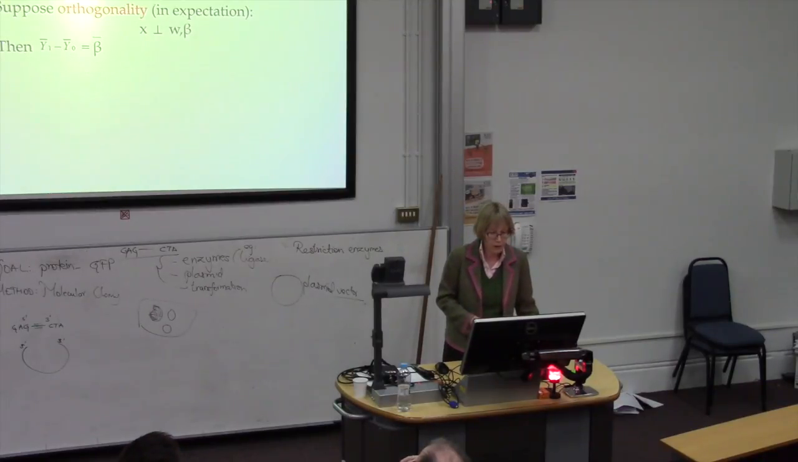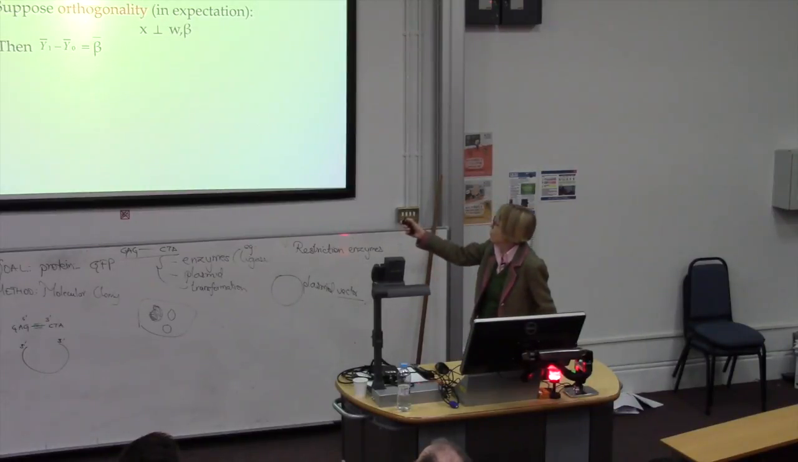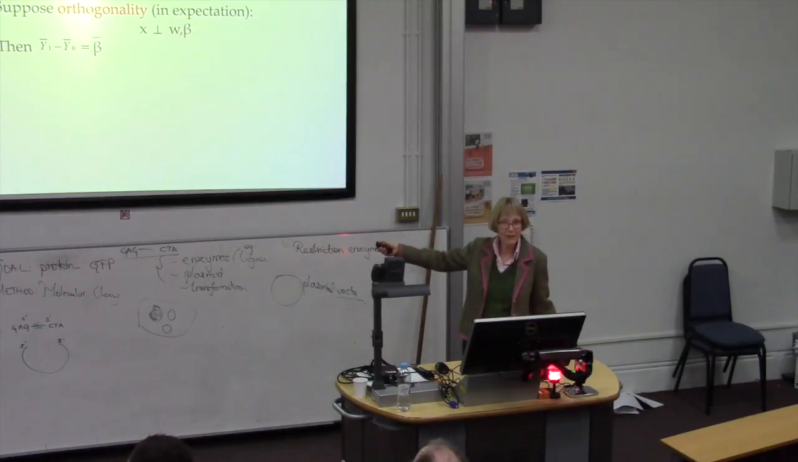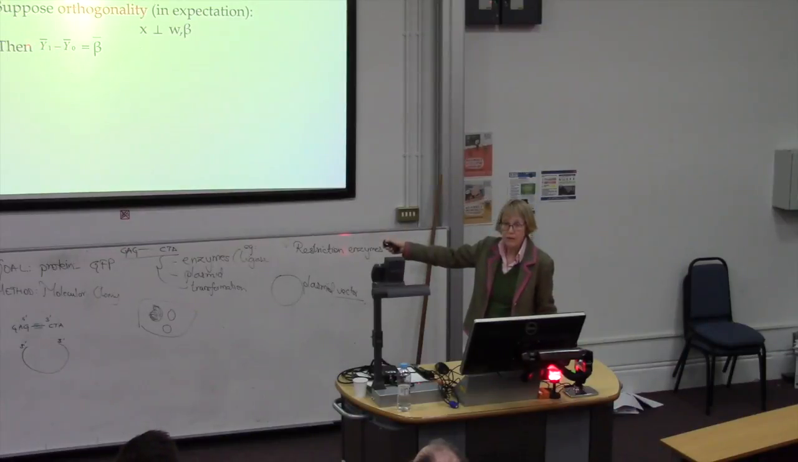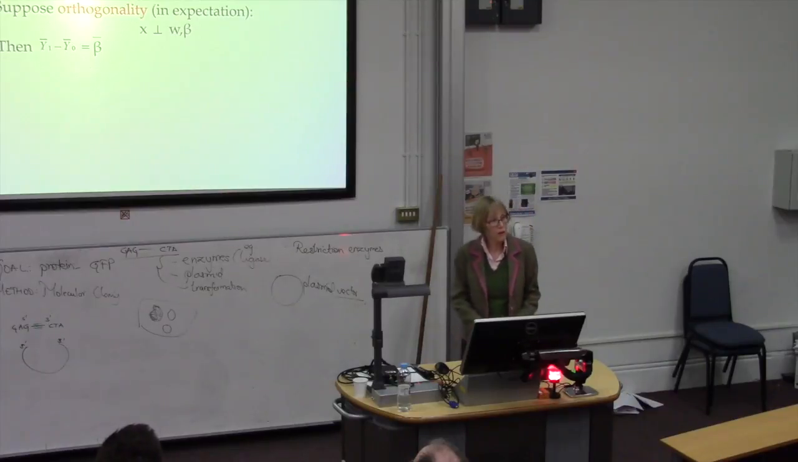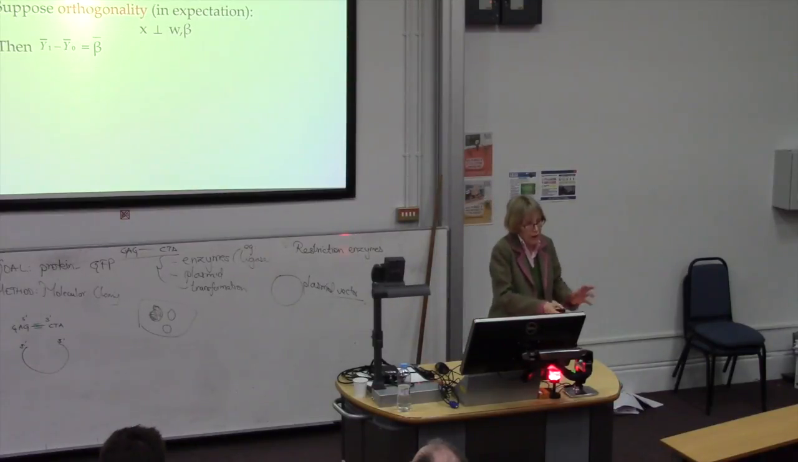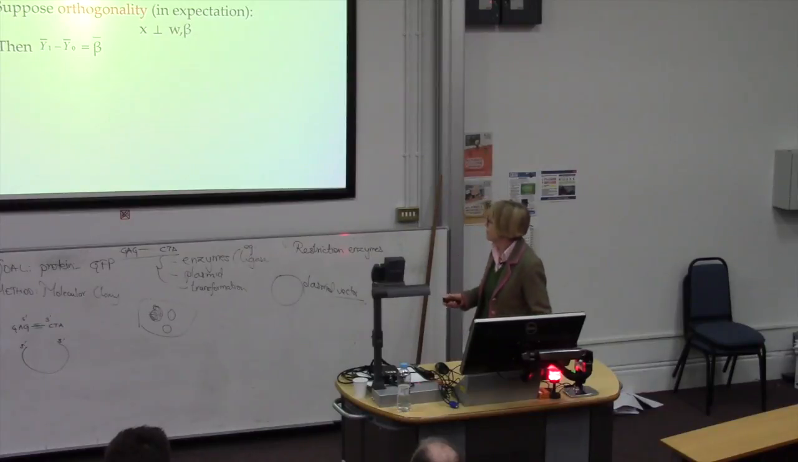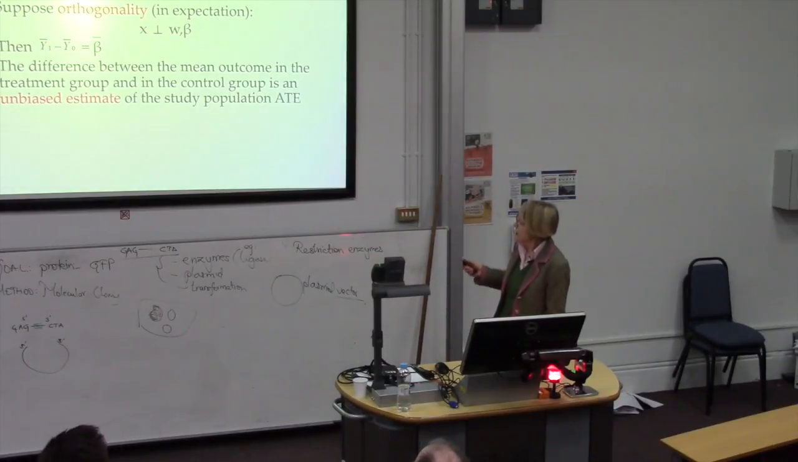If that condition is satisfied, then you can go back and play around with that equation up there. It's pretty easy to see that the difference, the average outcome in the treatment group minus the average outcome in the control group, in the long run, the real average, is beta average. So looking at the mean value in the treatment minus the mean value in the control, the actual difference in average outcomes is an estimate of the real beta average in this study population. So the difference between the mean outcome in the treatment group and in the control group is an unbiased estimate of the study population beta average. That's what the orthogonality condition guarantees.